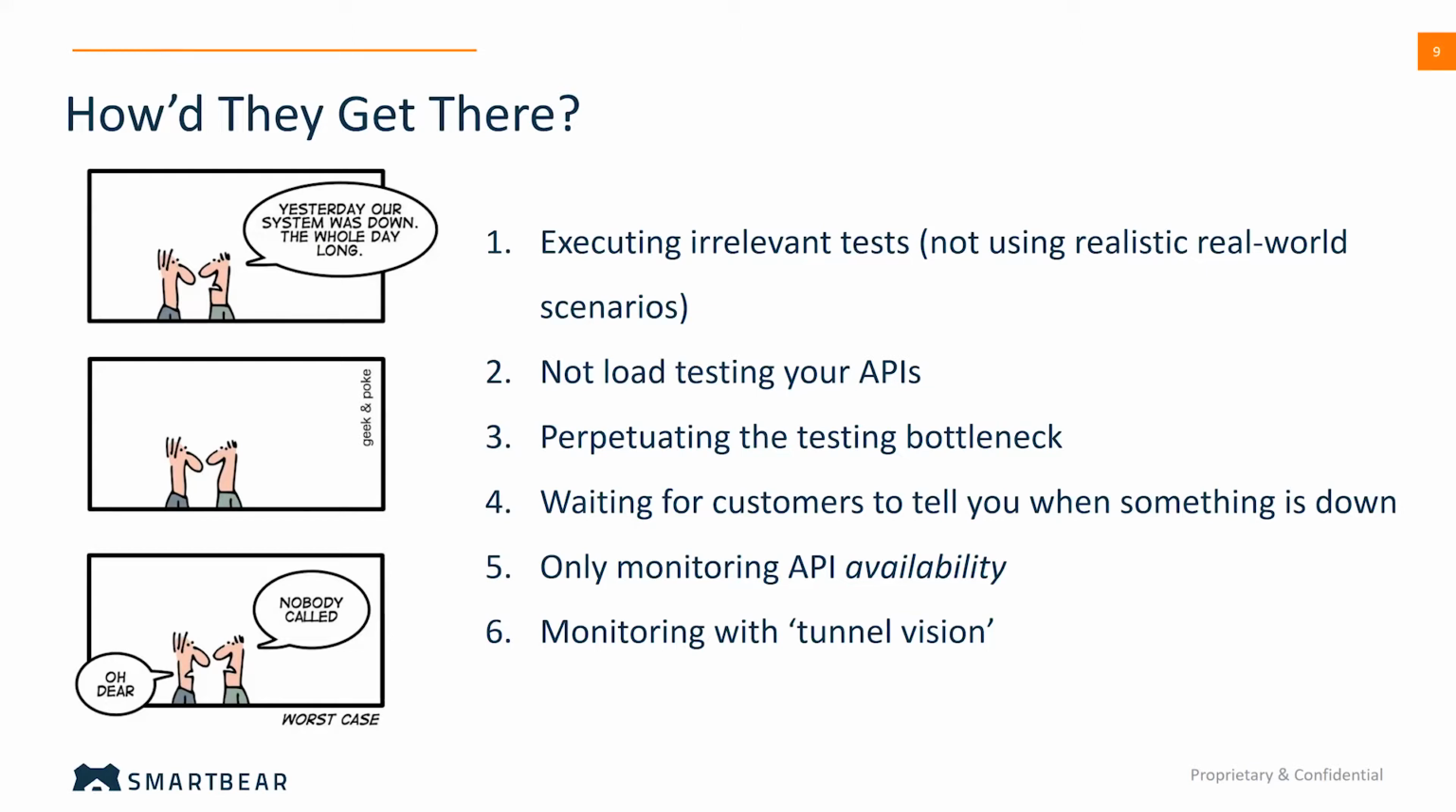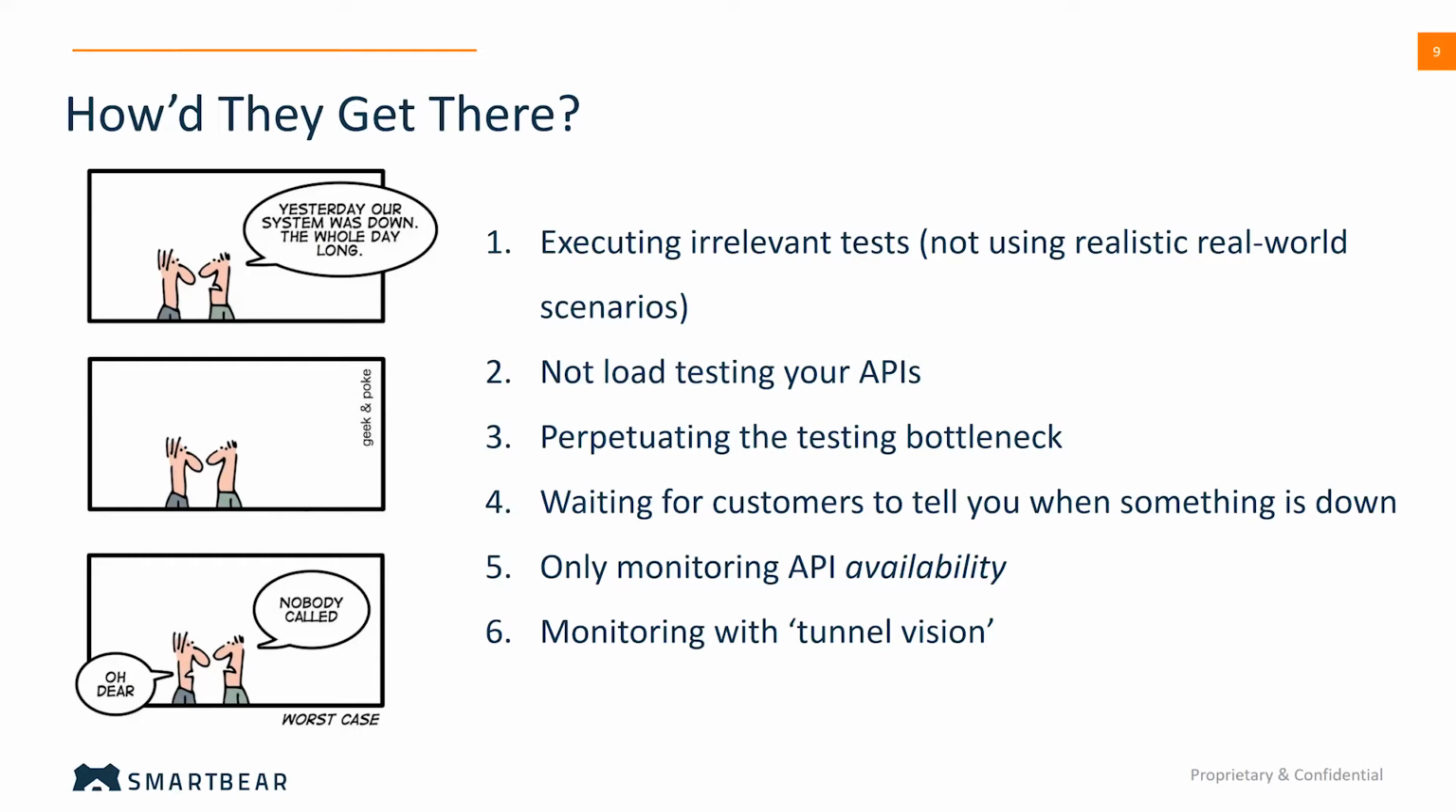And so some of the common problems or mistakes that we see teams make, I bucketed into these 6 categories. One would be executing irrelevant tests. What I mean by irrelevant isn't necessarily that they're not important. It's just that they're executing tests that don't have realistic expectations or they don't mirror real life scenarios very well. I'll talk about that after, but the next one would be not load testing APIs.